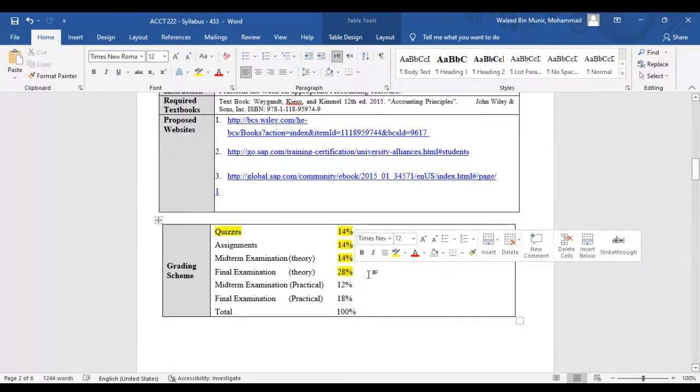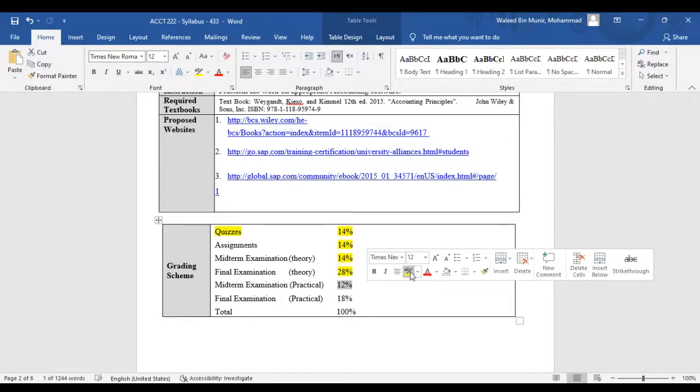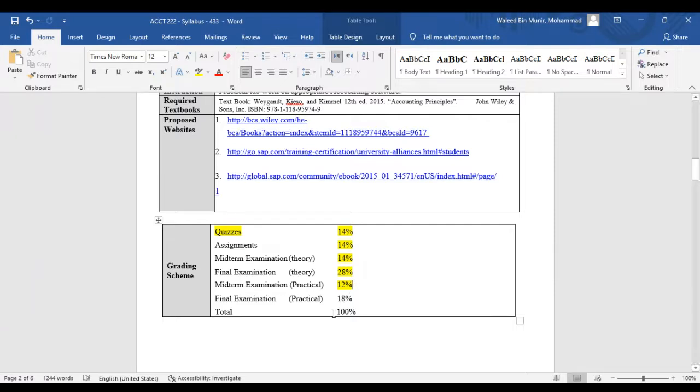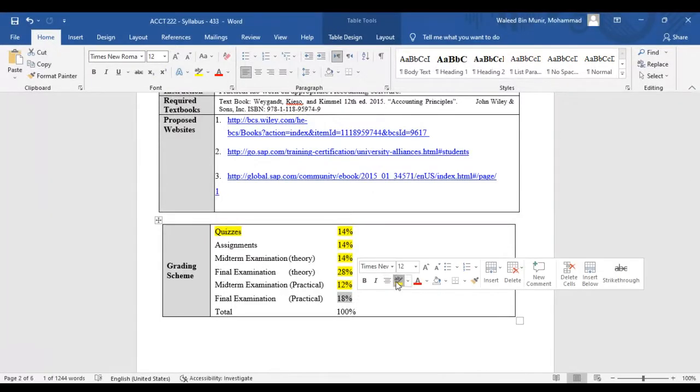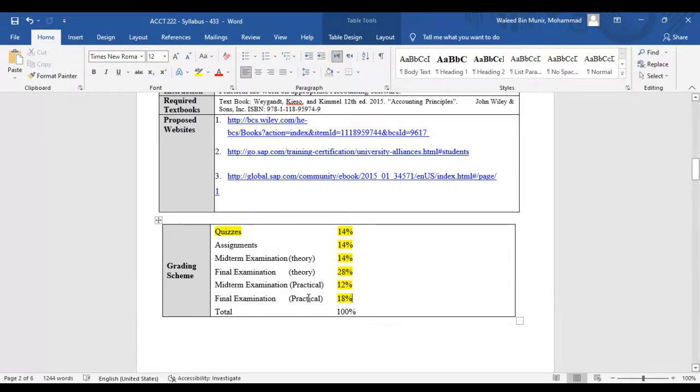So basically, if you add all these marks, it will be 70 marks from your textbook material. And we'll have a practical midterm, 12%, which will be based on SAP. The final exam practical will also be 18%. So 30% will be conducted from SAP material. 70% of your assessment will be covered from your textbook.